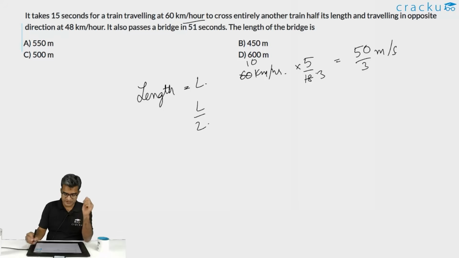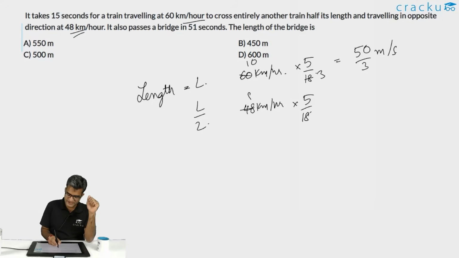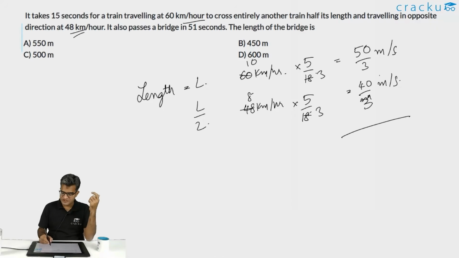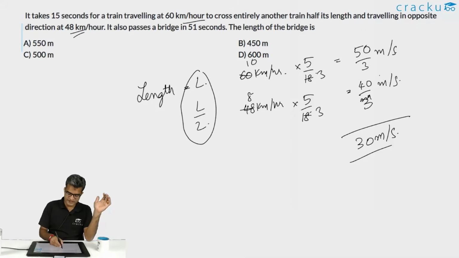The speed of the opposite train is 48 km per hour. You multiply it with 5 by 18. This is 40 by 3 meter per second. Both of them are going in opposite directions. So the relative speed is the sum of these two, which is 50 by 3 plus 40 by 3, which is 30 meter per second. And the distance that they cover is the sum of their two lengths, which is 3L by 2.